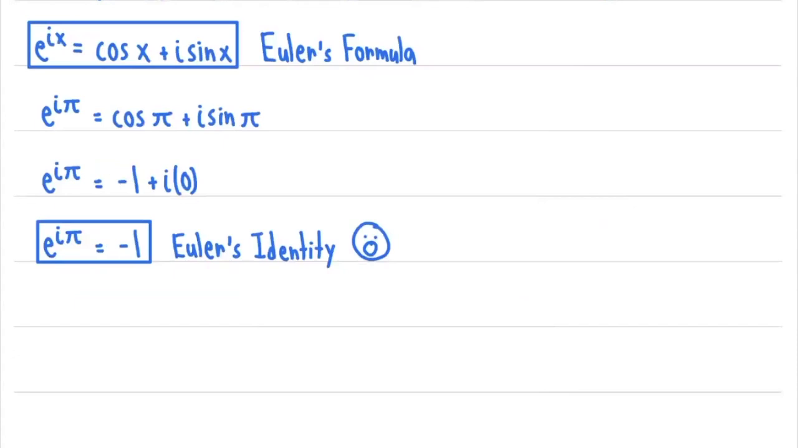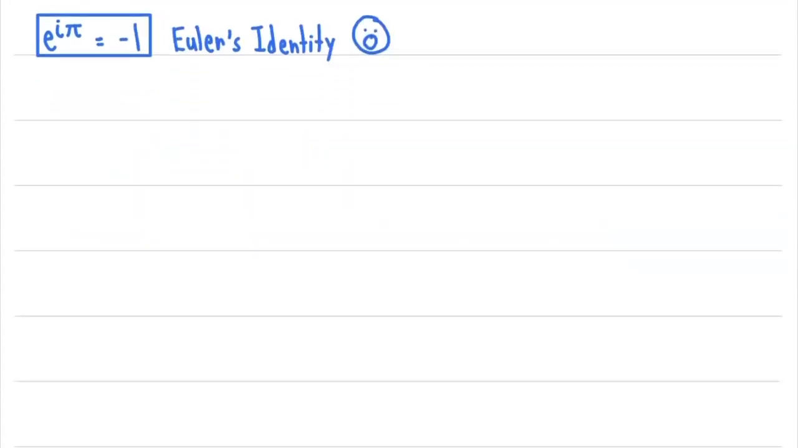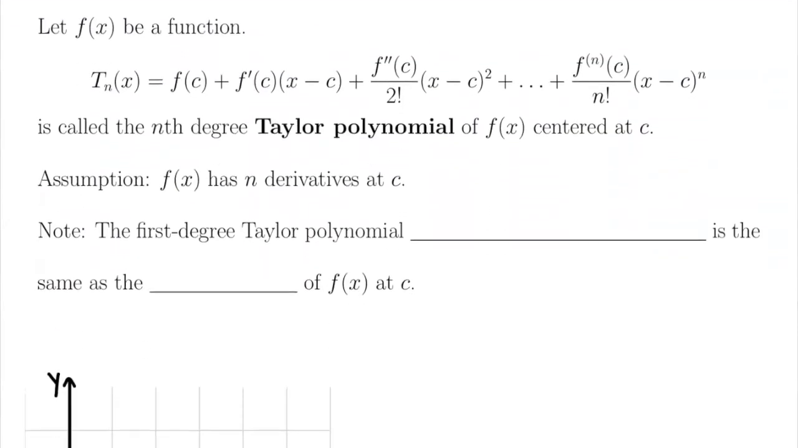But anyway, enough with the cool stuff. Let's go back and talk a little bit about Taylor. This will be the last part of today. So I want to go over a definition before I show you guys some stuff. This is the definition of what's called a Taylor polynomial. Not a Taylor series, this is a Taylor polynomial.